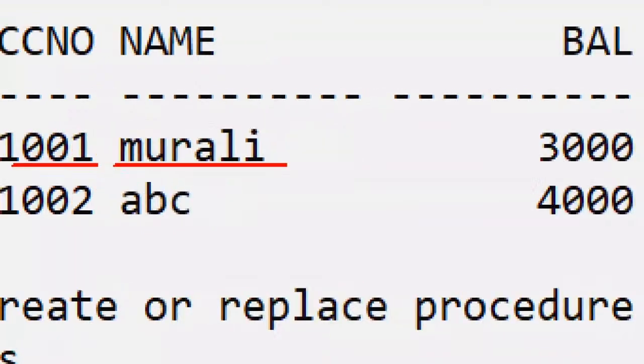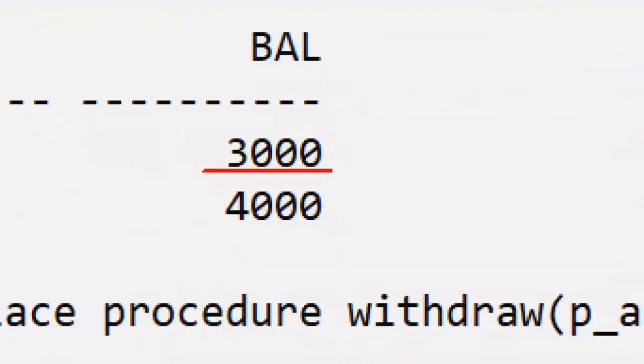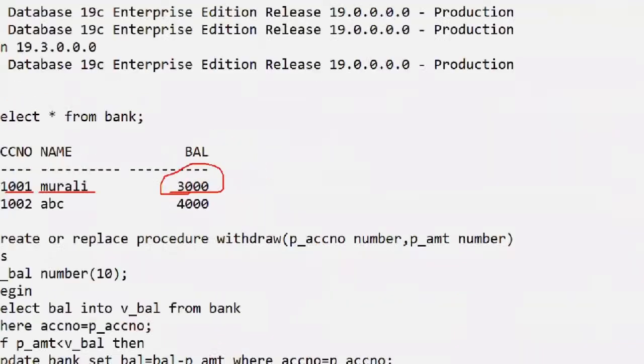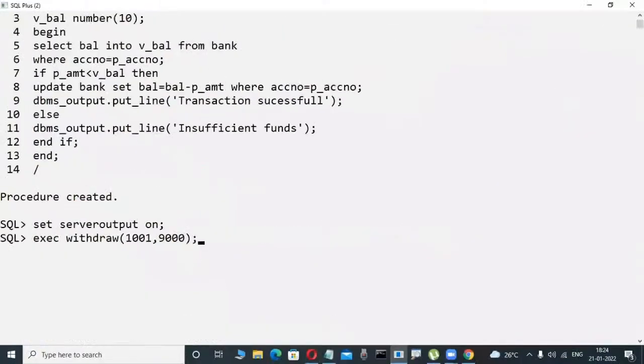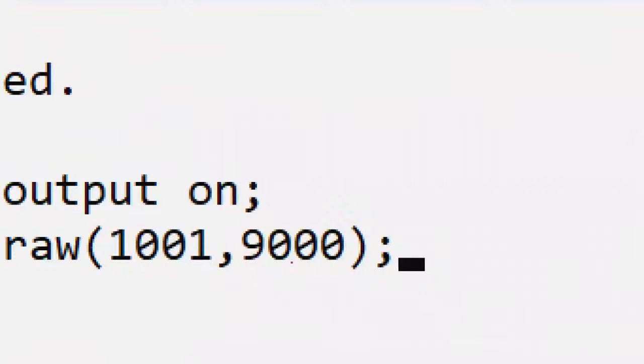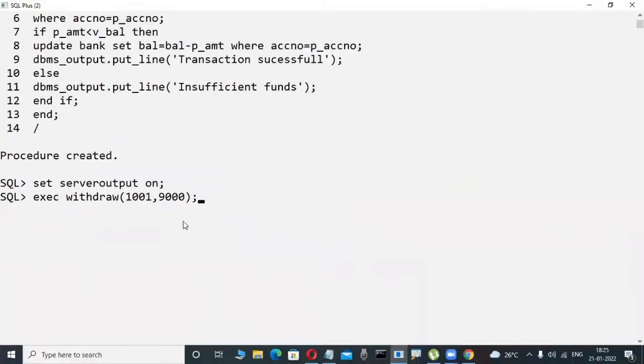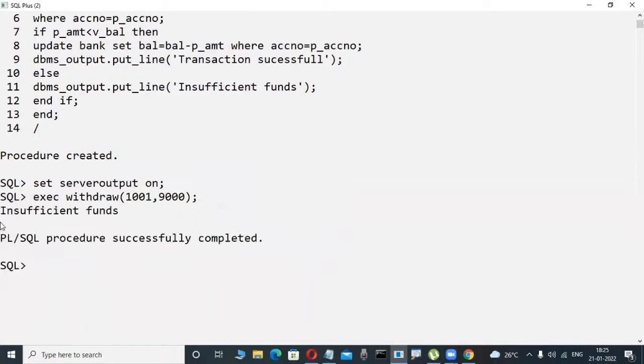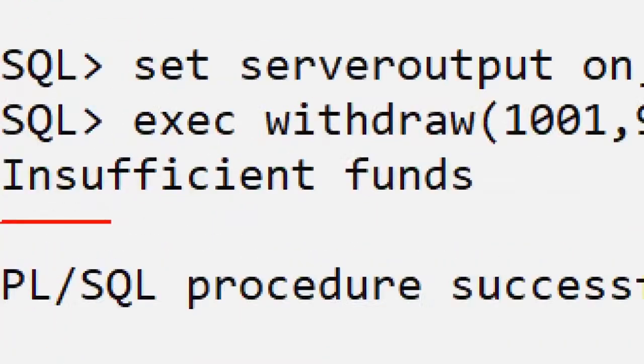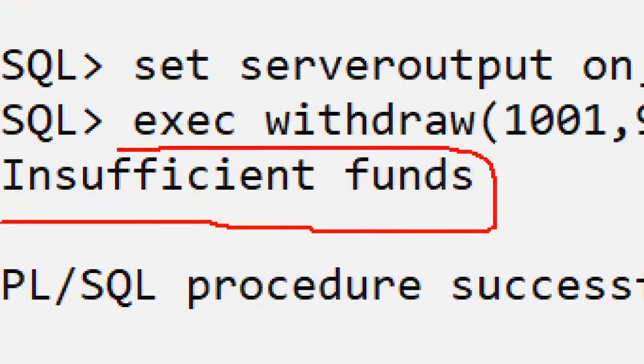Murali is my name only. Here, my balance is how much? 3,000. In my table, 3,000 is the current balance. My account number is 1001, but I try to withdraw 9,000, because this is a program I'm writing only, don't worry. Whenever I try to withdraw 9,000, is it possible? No. So now what will it give? Yes, the message "insufficient funds." It will display the message or not.